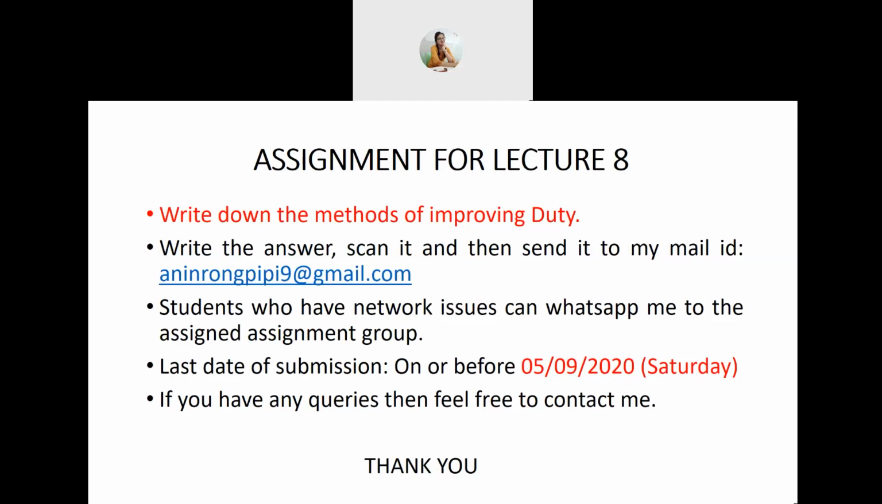Okay, so the last date of submission is on or before 5th September, which is Saturday. And if anyone has any issues regarding mail, or if they have sent me mails and it has shown fail, it's your duty to inform me before 5th, before the date of submission, not after the date of submission. I hope I have made myself clear. If you have any doubts, any queries, feel free to contact me, okay?